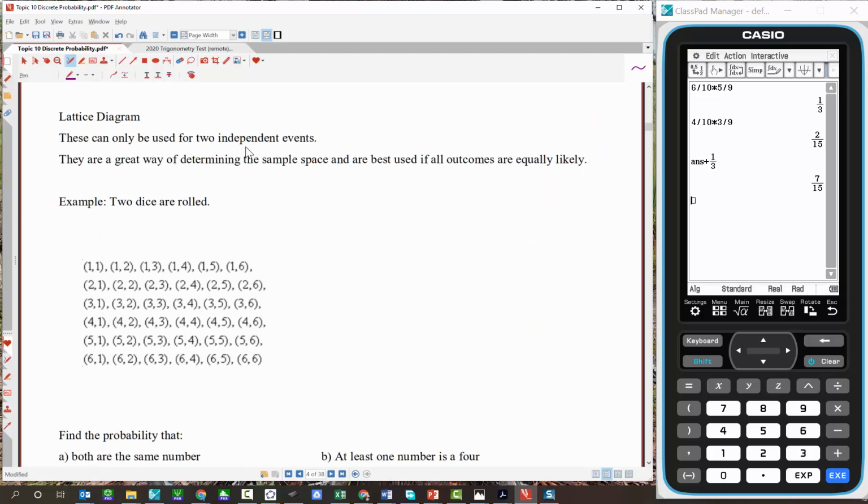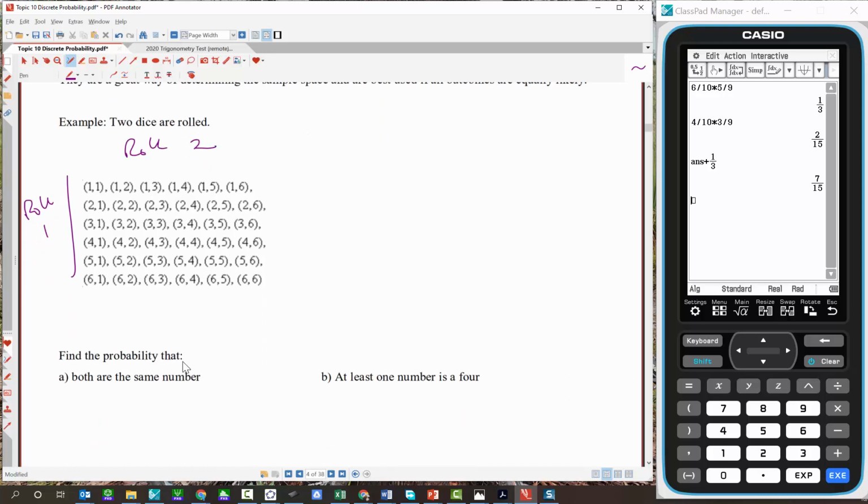All right, lattice diagrams can be used for 2 independent events. Great way of determining sample space and best used if all outcomes are equally likely. So we've got a 2 dice roll, and what we can do is then visualize the sample space. So this would be roll 2, and that's going to be roll 1. So we've got roll 1 as a 1, roll 1 as a 2, followed by roll 1 is a 1, roll 2 is also a 1. Okay. All right, so find the probability that they are both the same number.